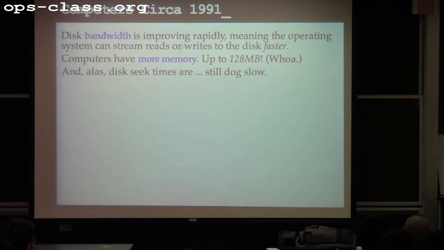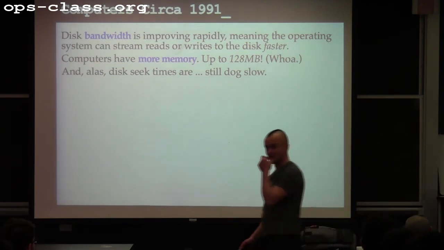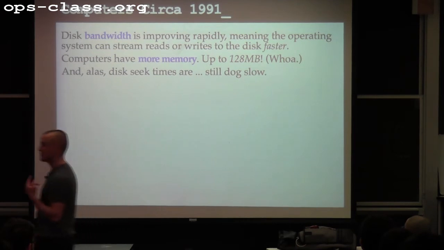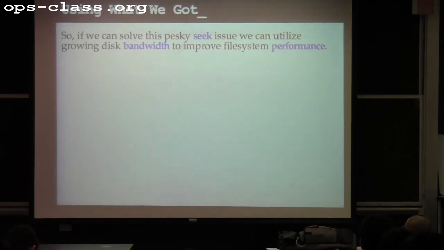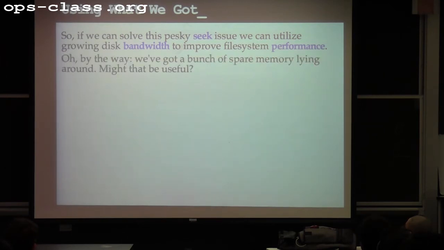So LFS is this really elegant design that observes these things and says, look, essentially seeks are now my bottleneck, right? For a little while, bandwidth was a bottleneck, just getting data to the device, but we solved that problem with better interfaces. And so now seeks are the issue. And if I could just fix this pesky seek problem, then I could really dramatically improve file system performance, right?